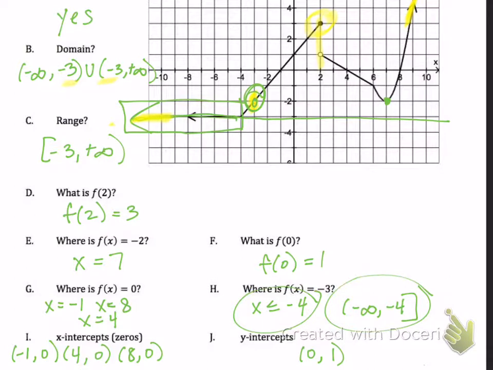For H, where is y equal to negative 3? It's on an interval. Since it's a horizontal line, it's everything less than x equals negative 4. So you could write it in inequality notation or interval notation. And then x-intercepts and y-intercepts.